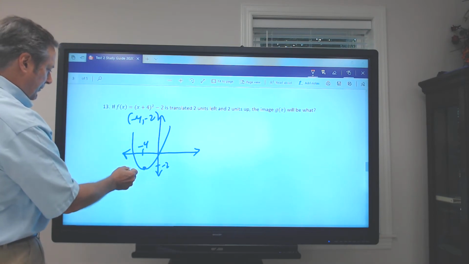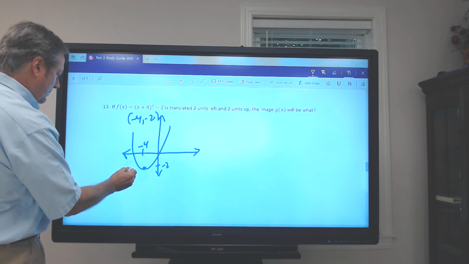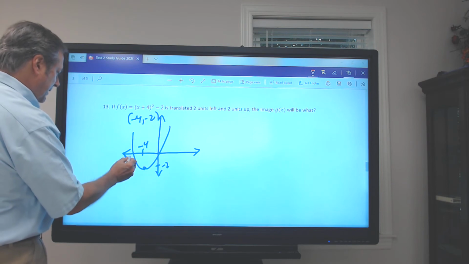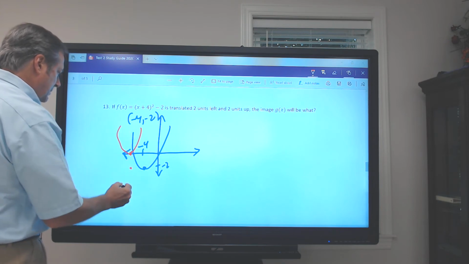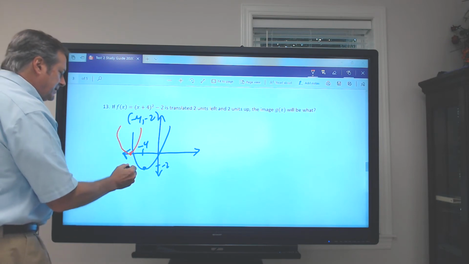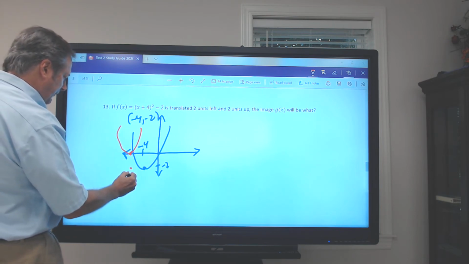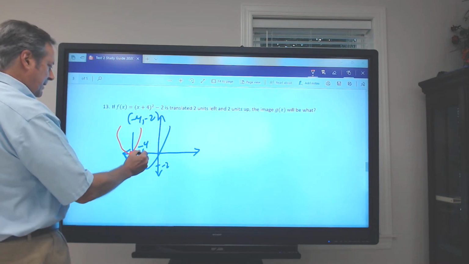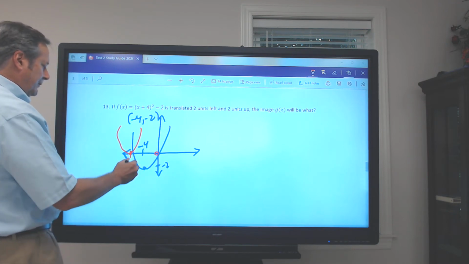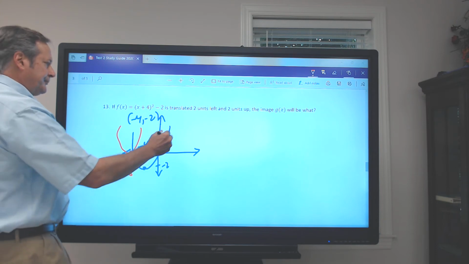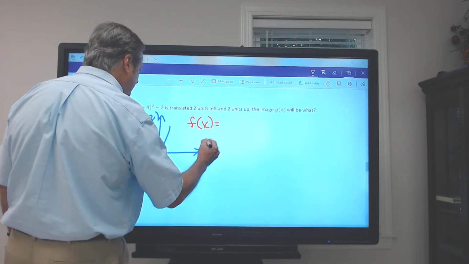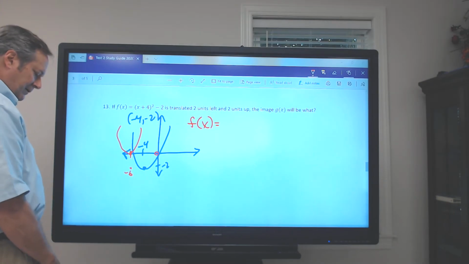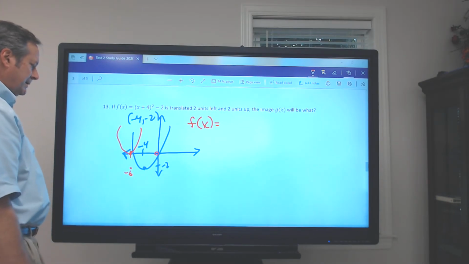Well, if it goes left 2, we're there, and if it goes up 2, we're back up here. So what would be the equation of that? Because we're here at negative 6 on the x-axis and up to 0 on the y-axis, so what would that equation look like? Well, it's going to be f of x. We use that to indicate it's a function. Don't worry, it's basically the same thing as y.